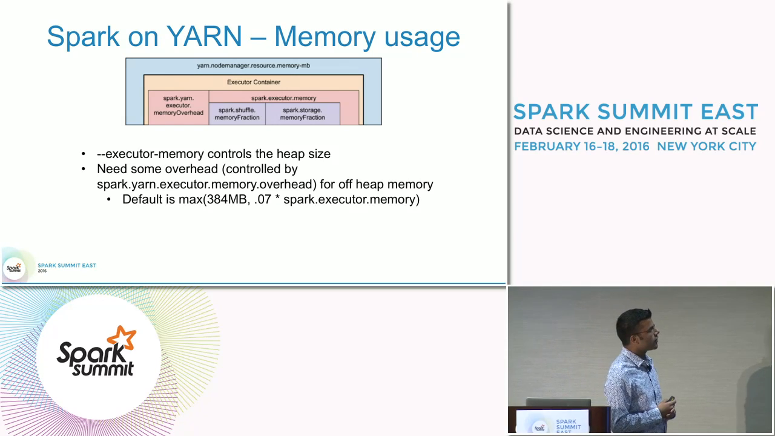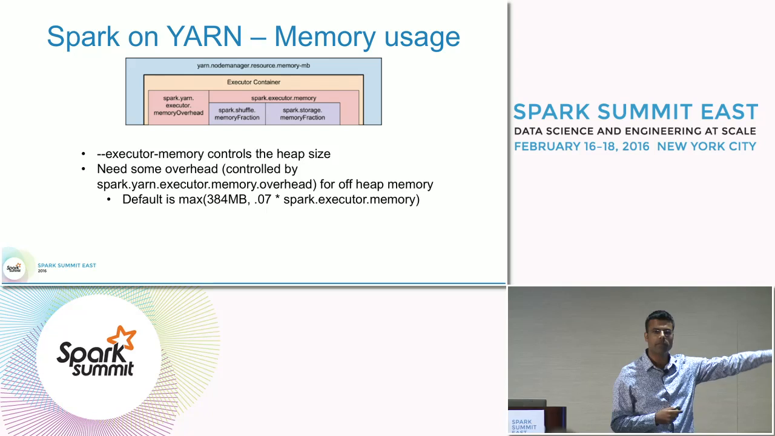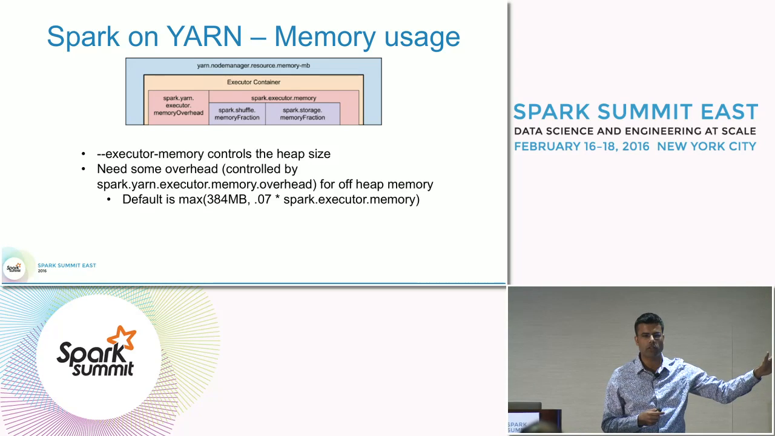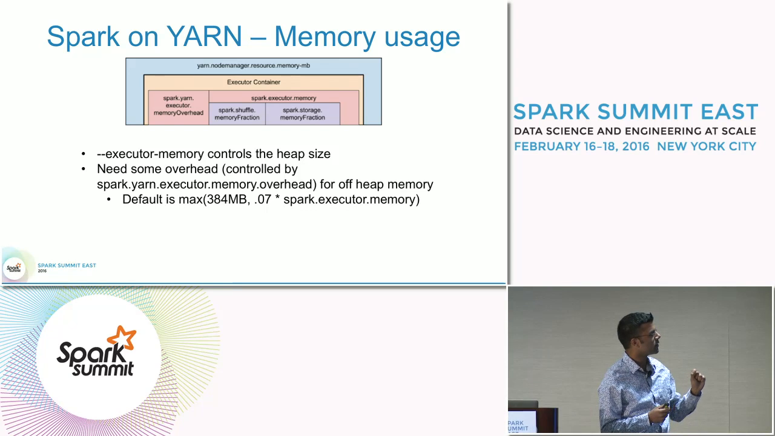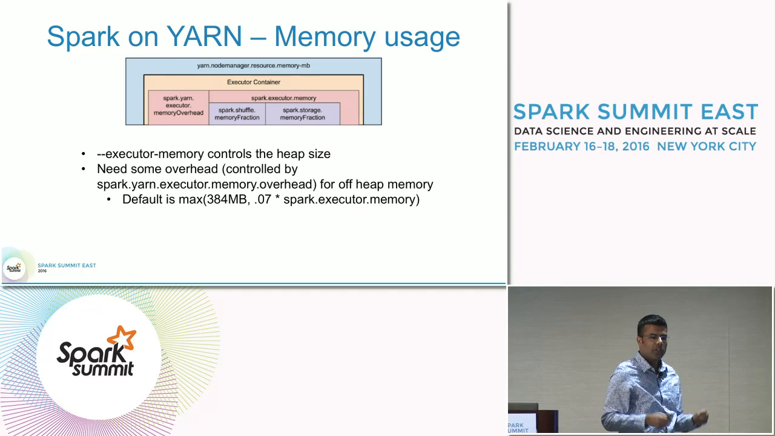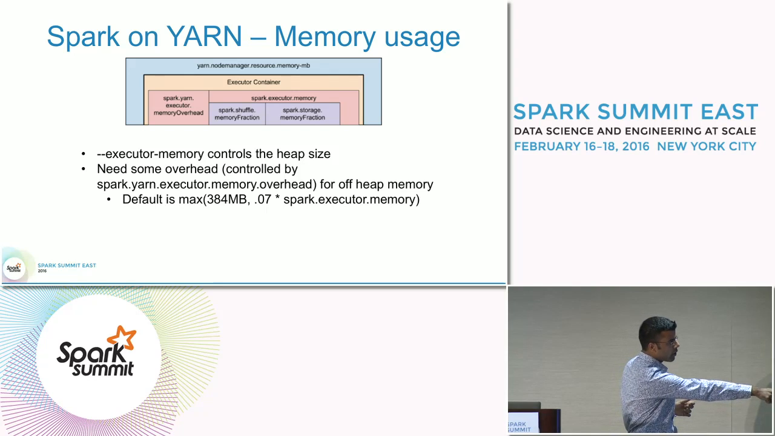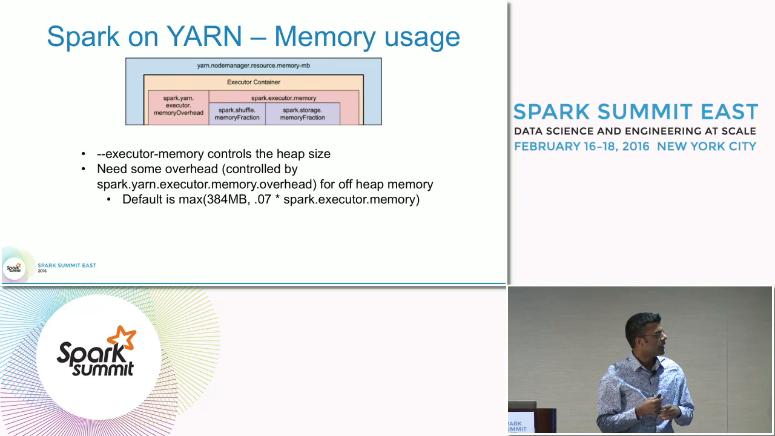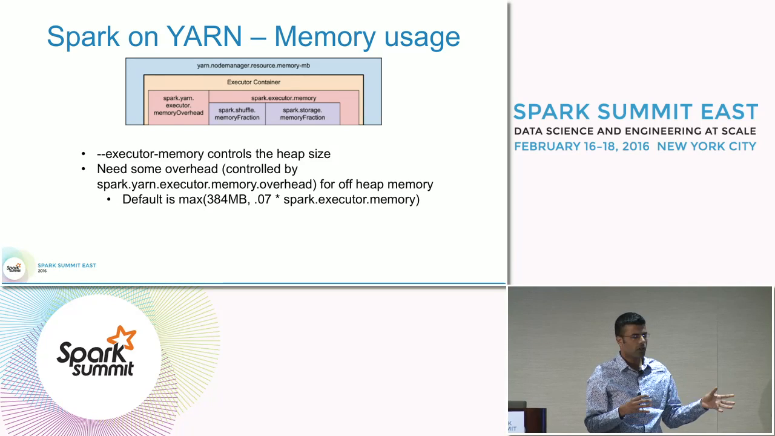And before we get to that answer, here's a graph of Spark on Yarn memory usage. So what I talk about from here on applies to Yarn. Something similar will apply to Mesos. I don't really use standalone, so I don't really know what applies there. But for Yarn, executor memory controls the heap size, but you need to leave some overhead for off-heap memory, things like direct buffers. And that overhead by default is that bottom figure, which is the maximum of 384 megs or 0.07 times Spark executor memory.